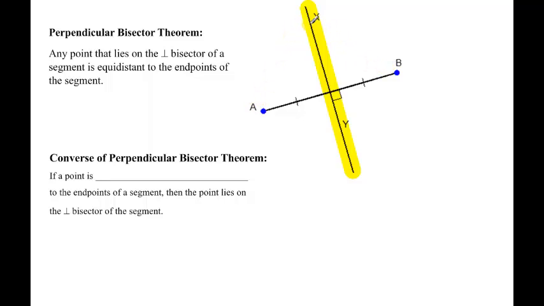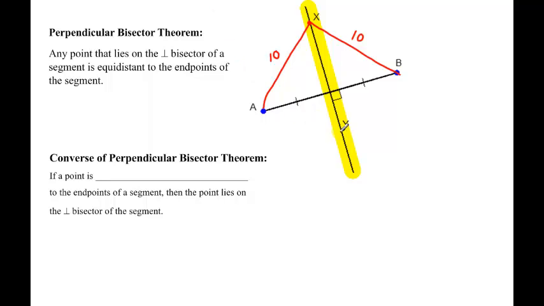For example, let's take a point right here. We'll just say that's X. If I go from X out to endpoint A or X out to endpoint B, those two distances are the same. So let's just make up a number. If this is 10 units out, then it's automatically going to be 10 units on the other side. They're just equidistant, is what we call that.